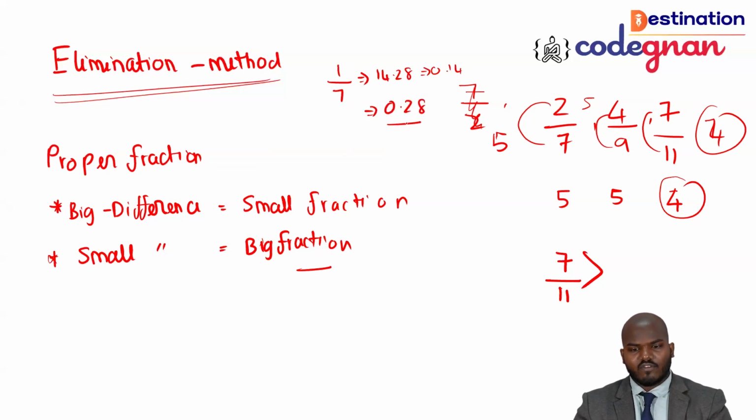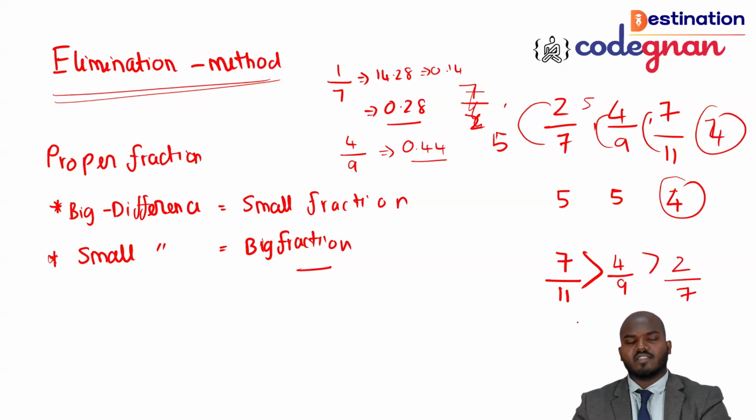Okay, that's what they have given. And 4 by 9: 1 by 9 means we can call it 0.11, so 4 by 9 means 0.44. So probably the next biggest fraction we will get here is 4 by 9, and the smallest fraction again here is 2 by 7 only.